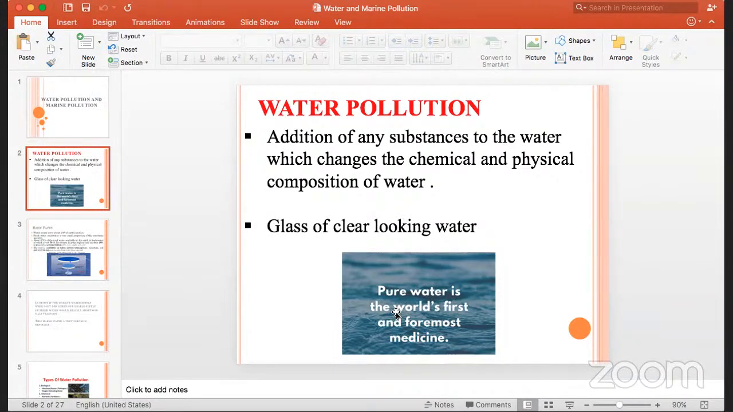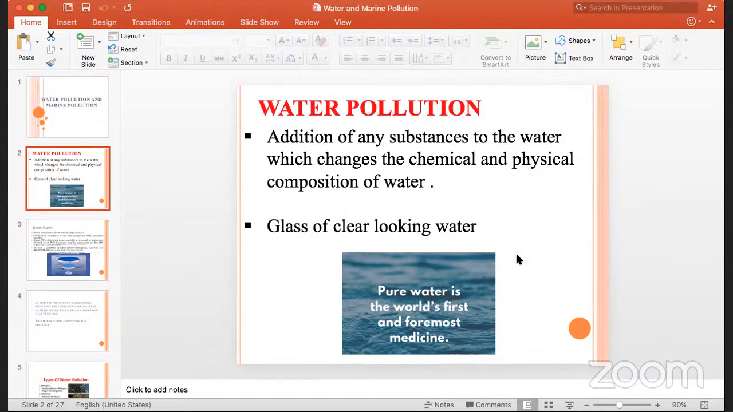Water has the ability to absorb, to dissolve so many different things. In chemistry, we say that water is a universal solvent. Water absorbs energy, water absorbs different compounds. So you must have experienced that a glass of water stored in a copper vessel and a glass of water stored in a normal steel vessel both have different taste. I'm sure you must have observed it. Because water is a universal solvent, whatever is in its surroundings, it tends to absorb. So therefore, pure water is the world's first and foremost medicine.